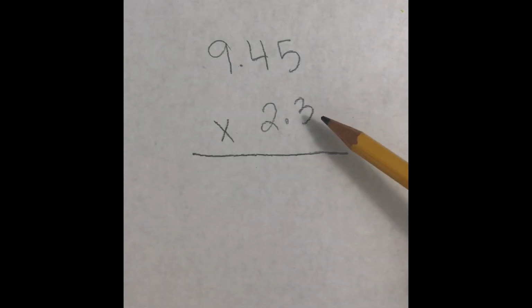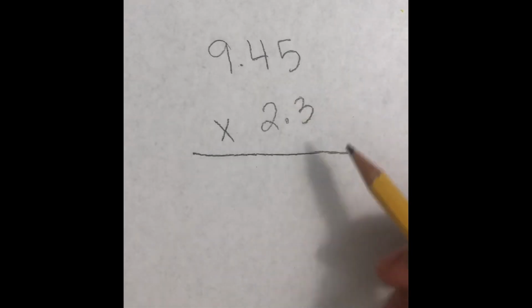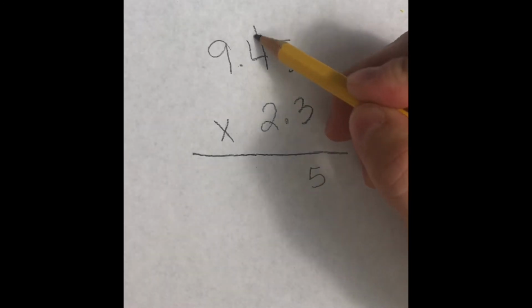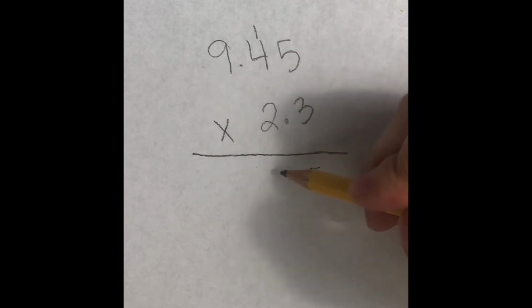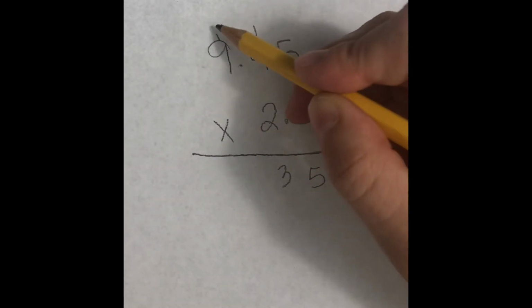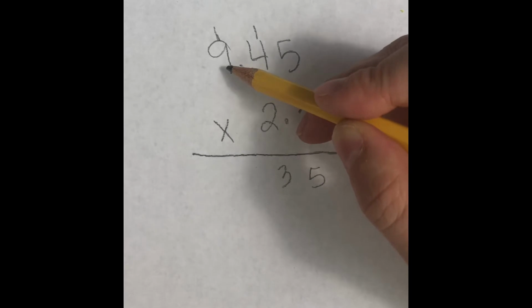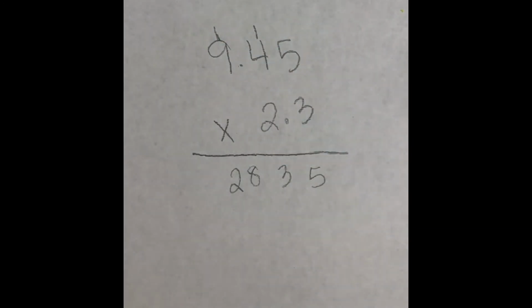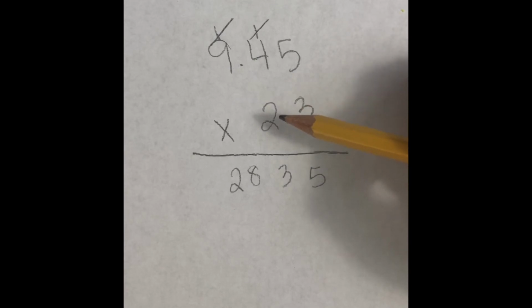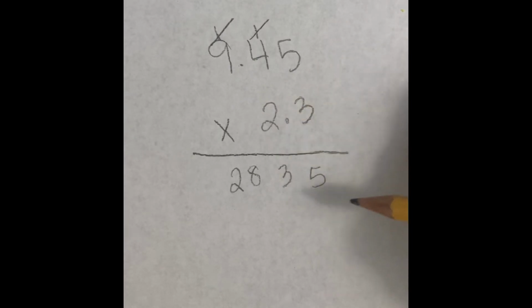So I begin by multiplying by the digit all the way to the right here. I multiply 3 times 5, which is 15, 3 times 4, which is 12, plus 1, 13, carry that one, 3 times 9 is 27, plus 1 is 28. Now, cross those out because I'm finished with my carrying, and I'm ready to start multiplying by my next digit.